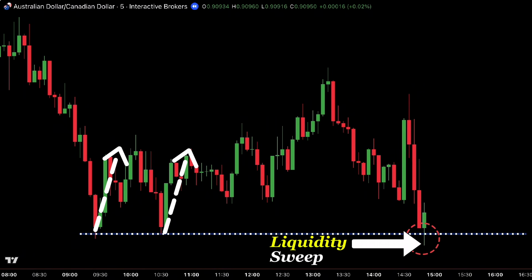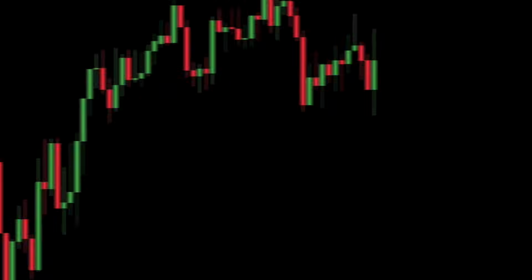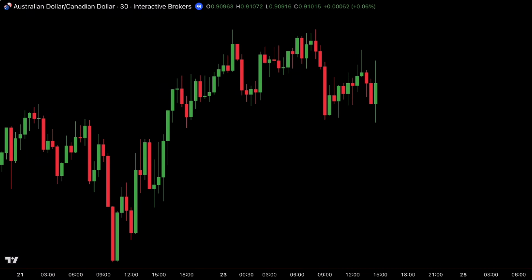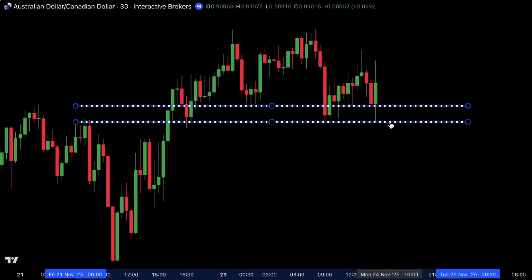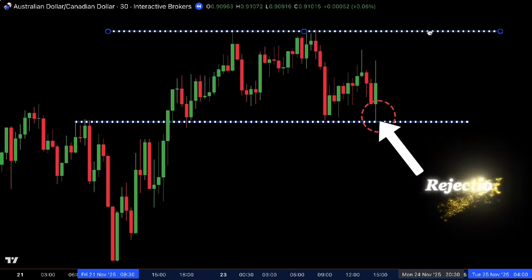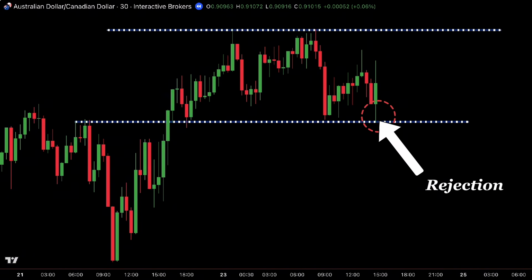Now, let's move to the higher time frame to confirm the idea. On the 30-minute chart, the market was trending up and then began ranging. You can clearly see price rejecting the support zone, which suggests buyers are defending that level and the market likely wants to move higher toward the resistance zone again. This supports our bullish trade idea on the 5-minute chart.